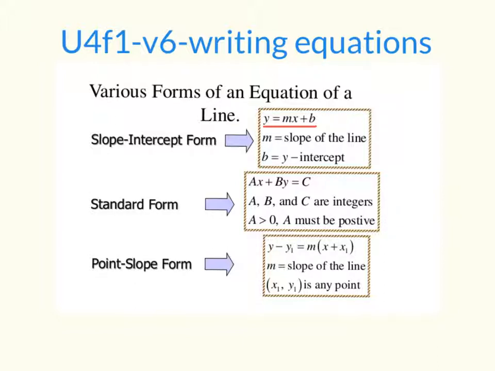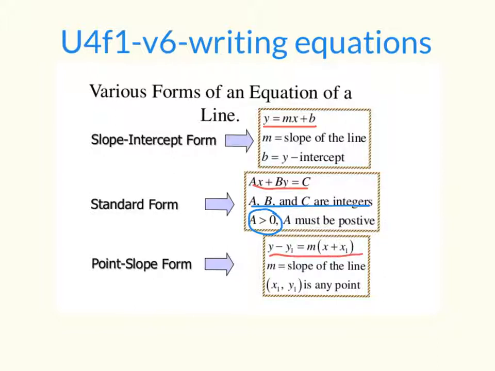Standard form is ax plus by equals c. We use this for graphing when we're plotting our intercepts, our x-intercept and our y-intercept. Now, the key here is when we write equations in this form, a, b, and c are integers. Also, a cannot be a negative number. So a is greater than 0. If we have a negative number, we're going to have to multiply or divide by -1 for that value.